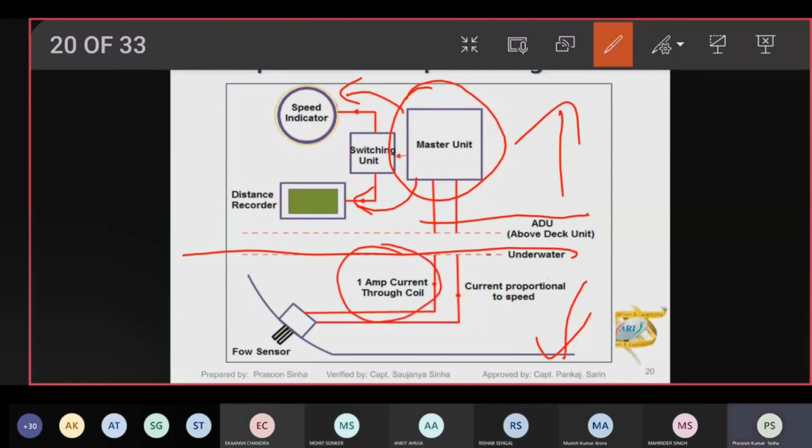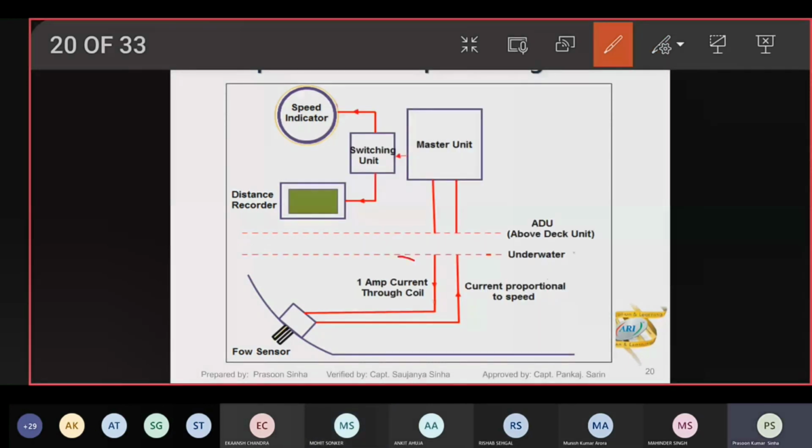What you can observe here is 1 ampere current through the coil. What is this? Yes, sir. Please repeat, come again. I couldn't hear you clearly. Can you repeat what your question was? My question is that what is written here is 1 ampere current through the coil. What does it mean? So that is for the induction of this coil, for this electromagnet.